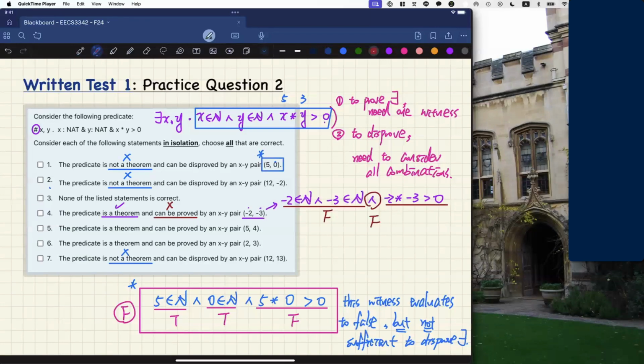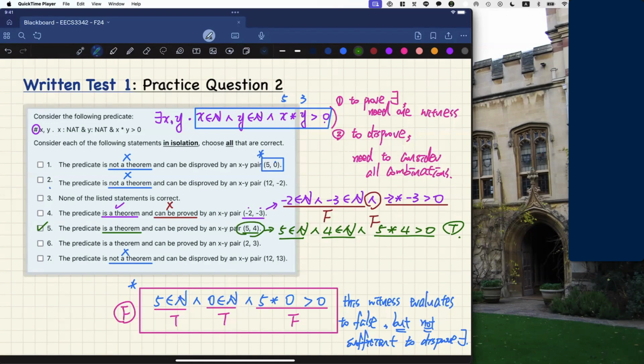Okay, what about number 5? Well, number 5 here, so we got 5, 4. All right, that looks a bit more promising, but let's give it a try. 5 is a natural number and also 4 is a natural number and also 5 times 4 is larger than 0. This is true. This is true. Also, this is also true, right? So the result is going to be true. All right, that should be straightforward. So number 5 should be chosen. It's a theorem, and then we only need a single witness. And as we just showed to you, this is a valid witness.